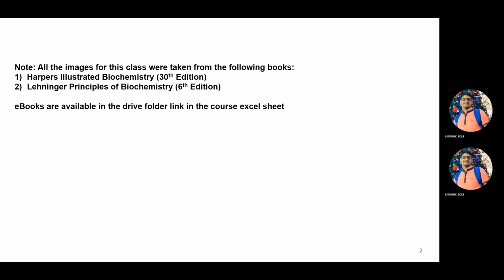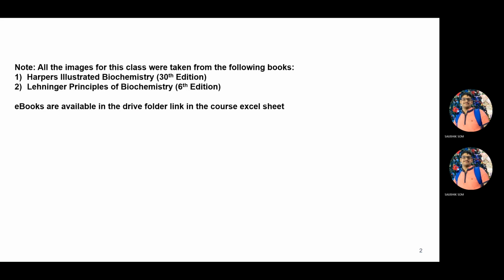Harper's images are written in a little gist format and are less detailed, but it's quite good if you want to prepare for competitive exams. Lehninger is the best book for the biochemistry part. I would suggest you read it because it has very detailed discussions as well as detailed explanations, and many extra things are also written. You can always go and read that. That would be best for understanding the course.